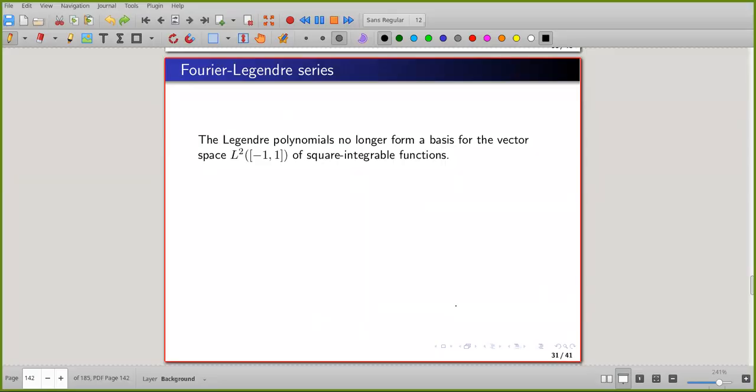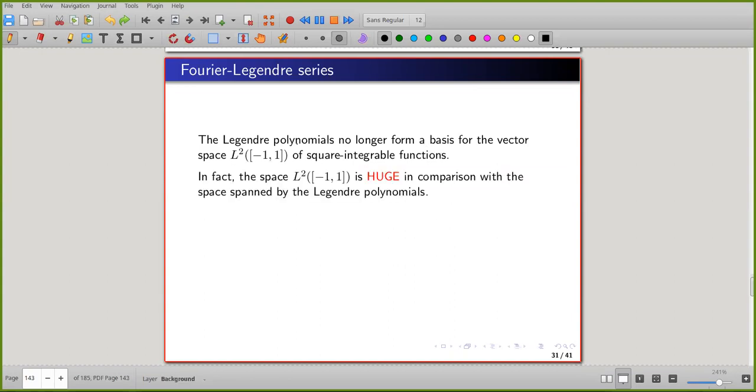So the Legendre polynomials no longer form a basis for the vector space L2 minus 1 comma 1 of square integrable functions. This vector space is huge. In fact, the space L2 minus 1 comma 1 is huge in comparison with the space spanned by Legendre polynomials. The space spanned by Legendre polynomials is exactly all polynomials.